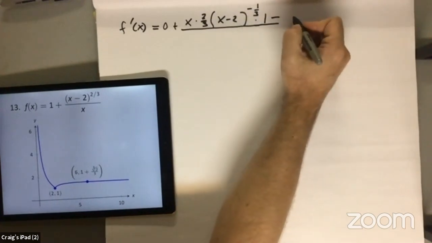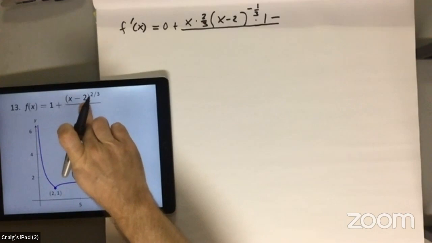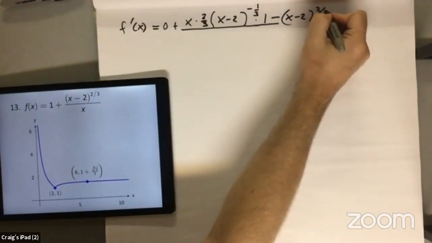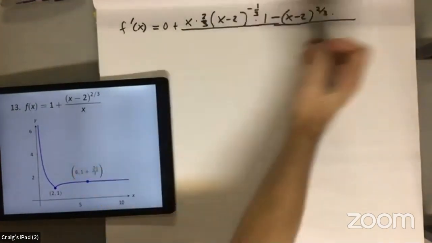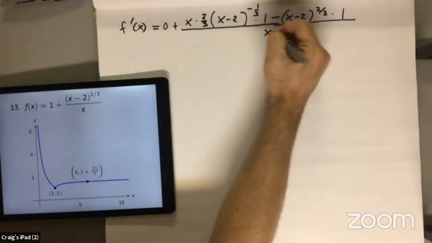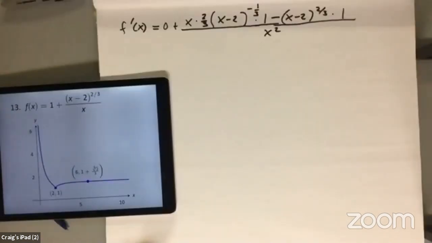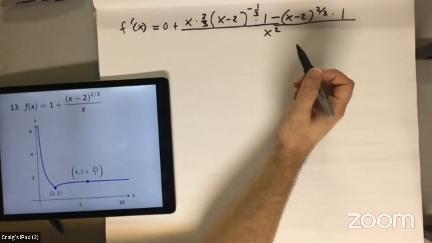Okay, minus. So still in the quotient rule, I do the bottom times the derivative of the top, minus the top times the derivative of the bottom. The derivative of the bottom is trivial. It's just 1, all divided by the bottom squared. Okay, so that's the derivative. And I guess I should really simplify it if I could, but I don't really see anything important to do.